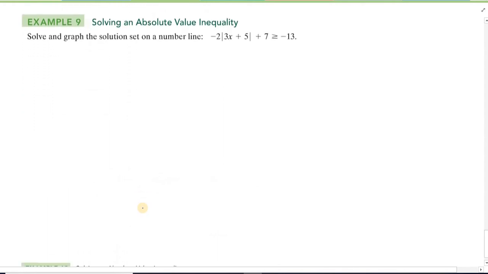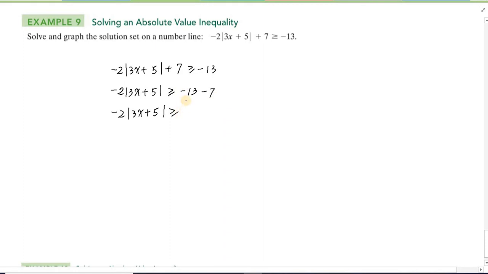Example 9, solving an absolute value inequality. When dealing with this type of question, what we always want to do is the same thing as when we're solving absolute value equations. We're going to isolate the absolute value, which means we're going to move this positive 7 to the other side. Subtract 7 from both sides. We're going to have negative 13 minus 7. Once we have this, we're going to simplify it a little bit. Of course, you can do this with mental math, but I'm just going to do it step by step.